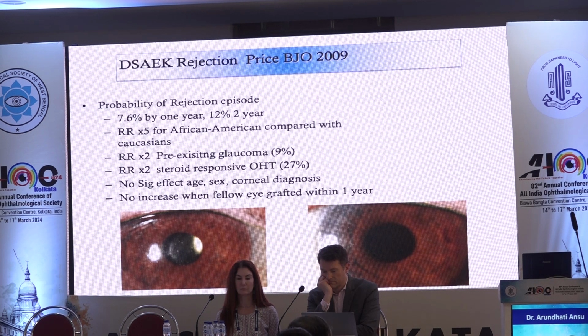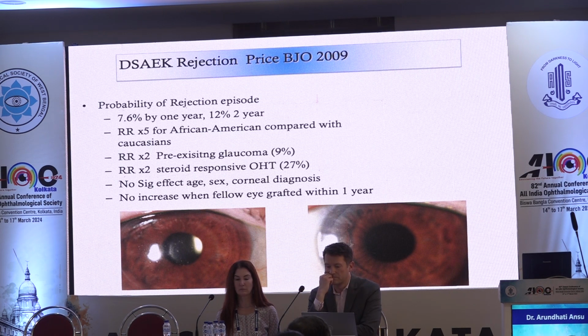So at our center in SNEC, we make sure that we follow these patients closely for the first 2 years post-transplant, at least at 3 to 4 month intervals. And thereafter, if they have remained stable, we can see them on a yearly basis. Of course, this study also showed that African Americans had higher risk compared to Caucasians. Eyes with pre-existing glaucoma or steroid-responsive ocular hypertension also had an increased risk of rejection.